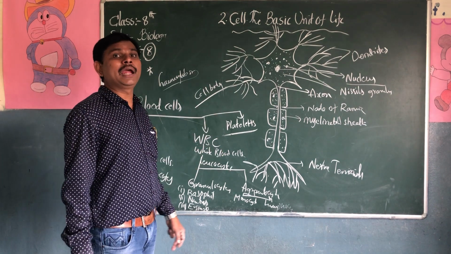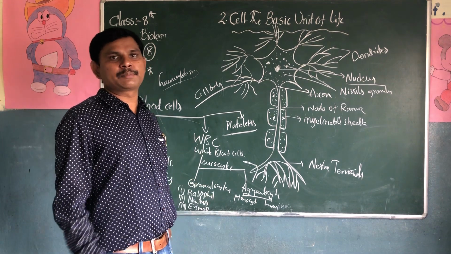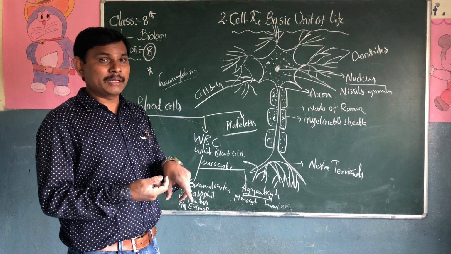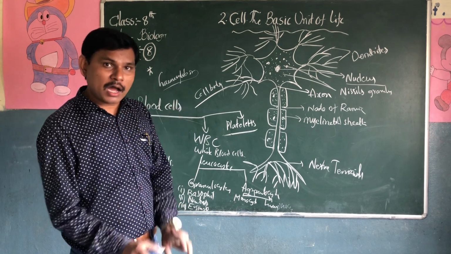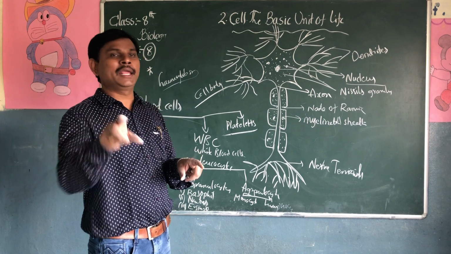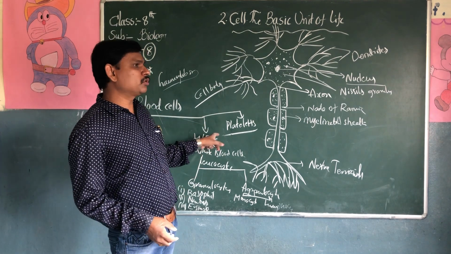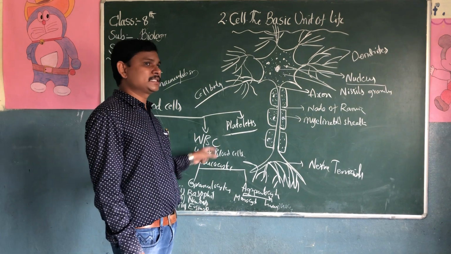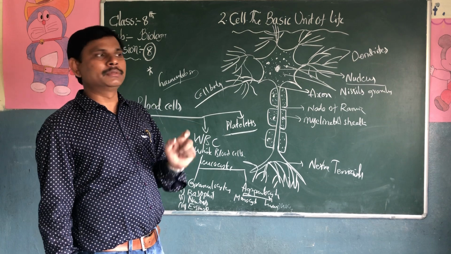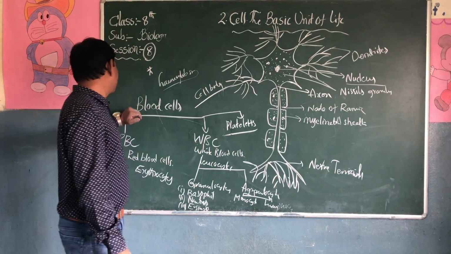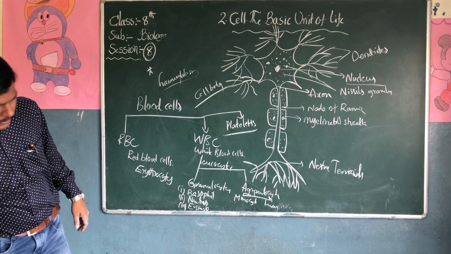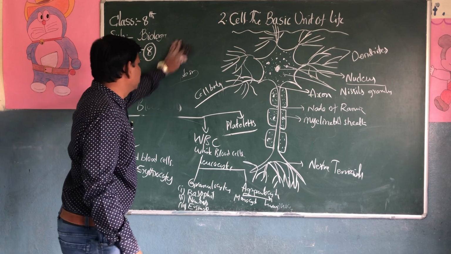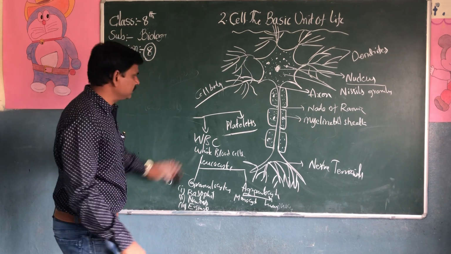The last one is platelets. If any injury takes place, bleeding will take place. Blood will flow away from the cut, and this has to be stopped. That is called clotting. The clotting is done by the platelets; platelets are responsible for the clotting of blood. So this is about blood cells. This diagram is important.